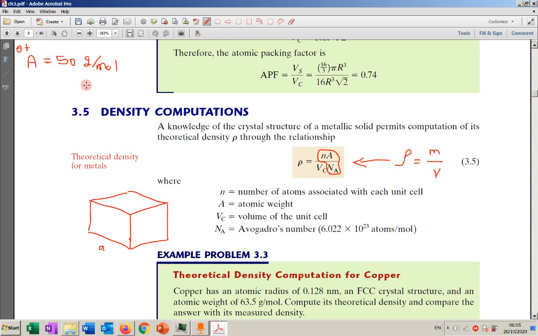Well, the relation between mole and atoms comes from the Avogadro number. We know that Na stands for the Avogadro number, and we'll say that it is 6.022 times 10 to the power 23 atoms per mole.